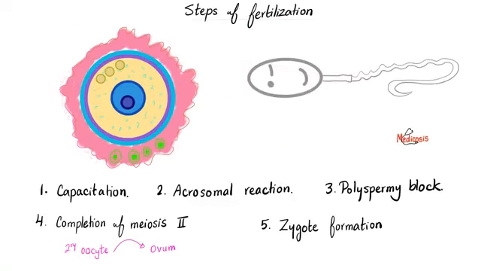Steps of fertilization. Number 1, capacitation. 2, acrosome reaction. 3, polyspermy block, so that only one sperm and one sperm only will be able to penetrate the secondary oocyte. 4, completion of meiosis 2. Remember the second arrest in meiosis 2? Yep, metaphase 2. Exactly. So the secondary oocyte can mature into a beloved ovum. 5, zygote formation. More about these in the next video.